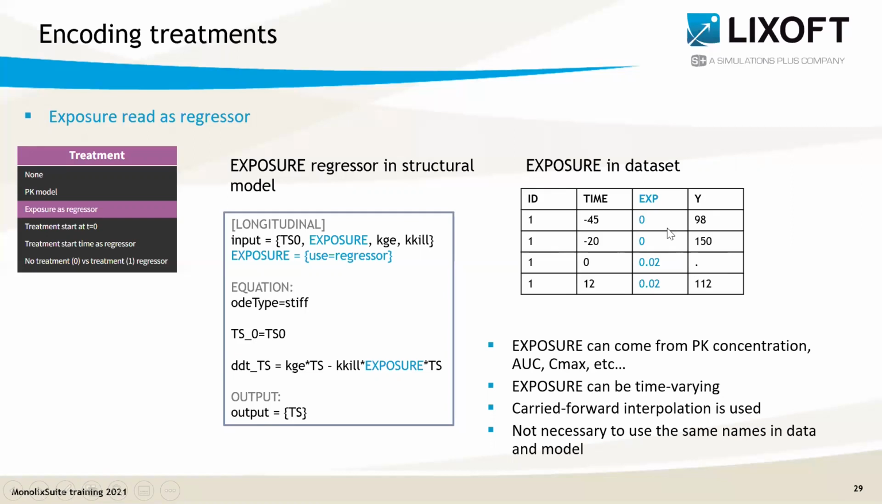And it has to be noted that as for all regressors in Monolix, the carried forward interpolation is used to impute the values between the different records. And it is not necessary to use the exact same names in the data and in the model. These names can be different. And for all the models in the library, the name in the model is called exposure.